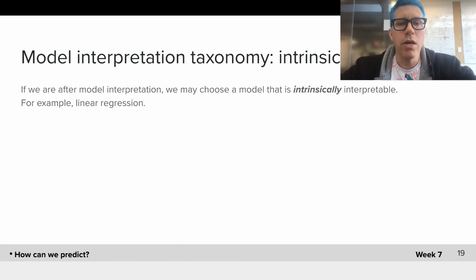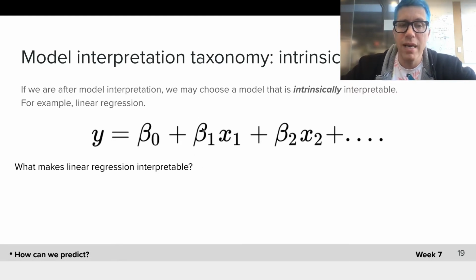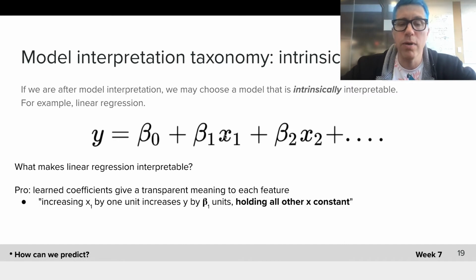So let's briefly talk about the taxonomy. We can have intrinsic understanding of the importance. If we are after model interpretation, we can choose a model that is intrinsically interpretable, for example, linear regression. Here we have linear regression. The estimate that we have about y is a constant beta 0 plus a constant beta 1 multiplied with the first feature value x1, plus and so on and so forth. In that case, we can interpret what beta 1 does. Well, we can know exactly what happens, which is if beta 1 is larger, it means that x1 has a bigger influence on our predictions.